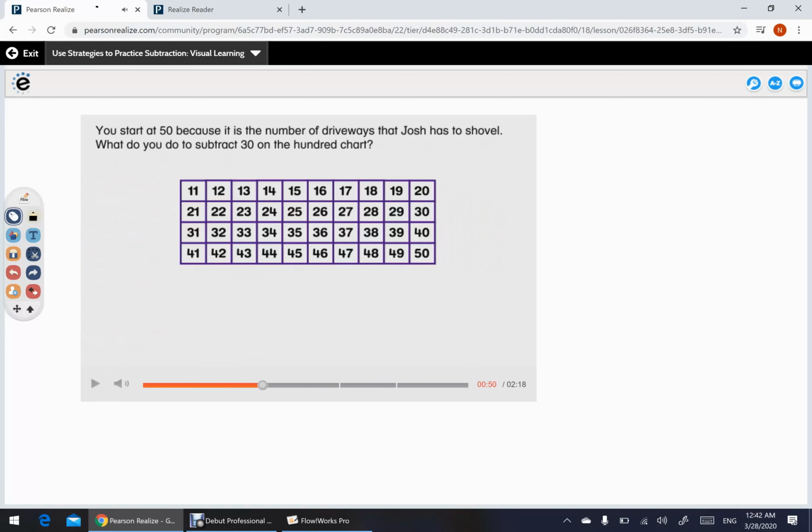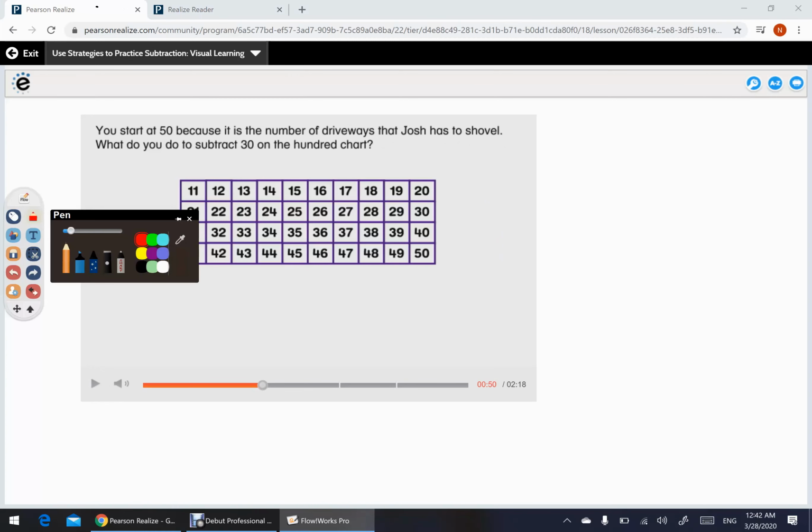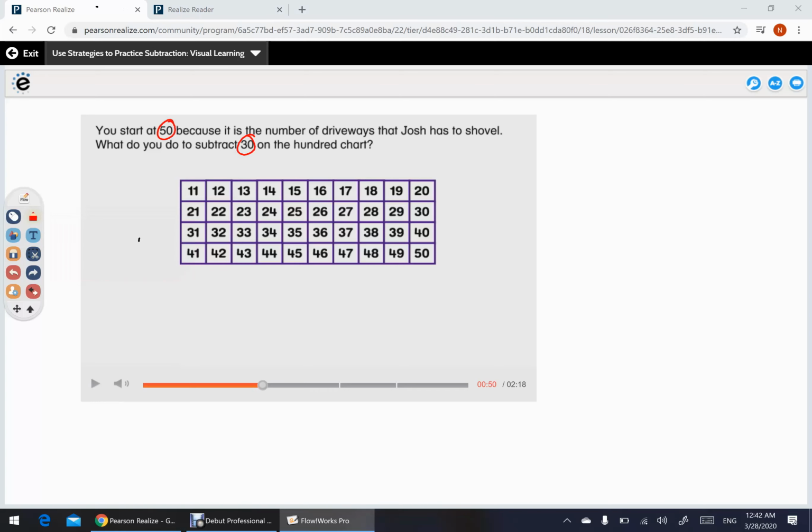So now here, we have the numbers. Let's circle the numbers here. We have 50 and 30, right? So we will start from 50 on the 100 chart. 50 minus 30. So now here they are using a 100 chart. When we use a 100 chart to solve a subtraction equation, we will move up or down. Bravo, we will move up.